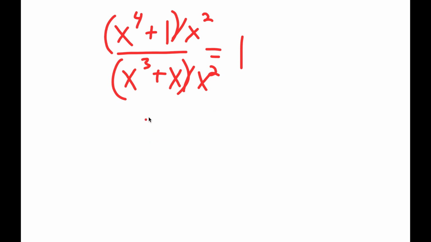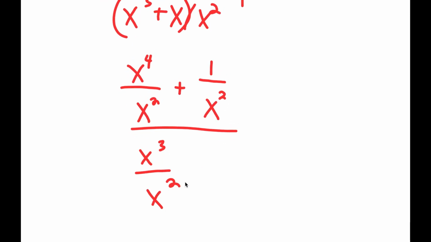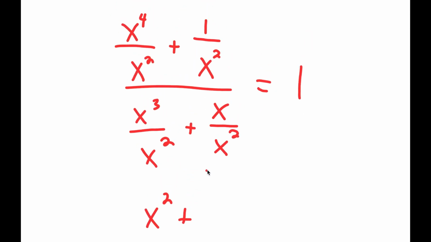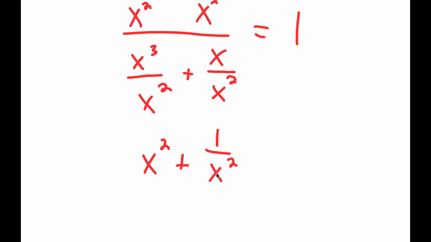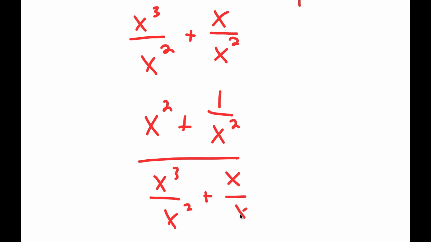So then I get x to the power of 4 over x squared plus 1 over x squared all over x to the power of 3 over x squared plus x over x squared, which is equal to 1. And x to the power of 4 over x squared is simply x squared plus 1 over x squared over I have x to the power of 3 over x squared plus x over x squared.